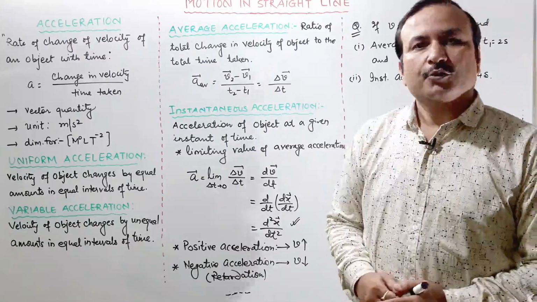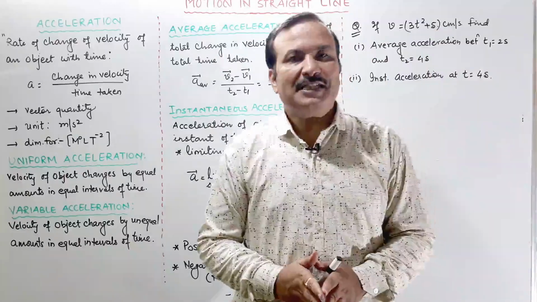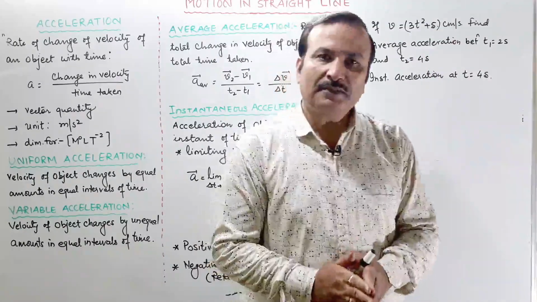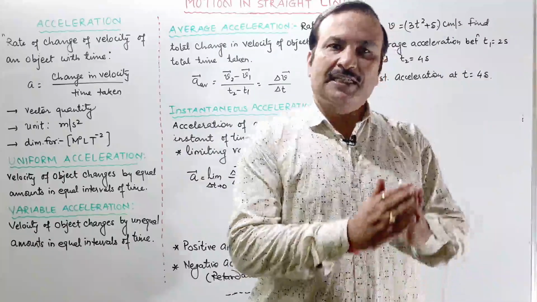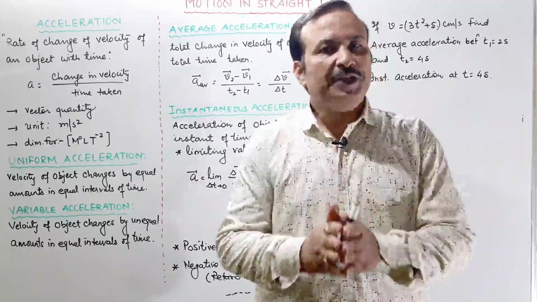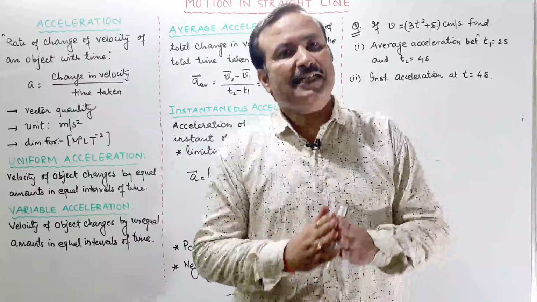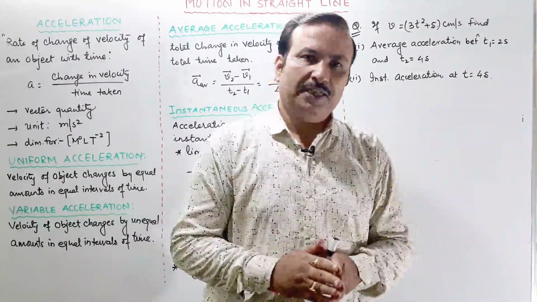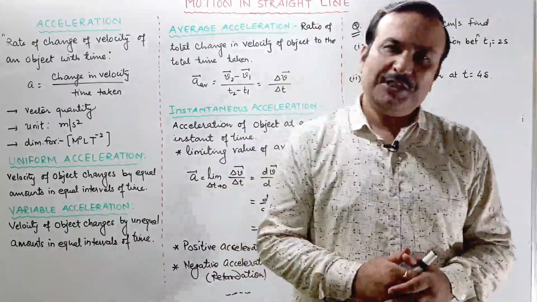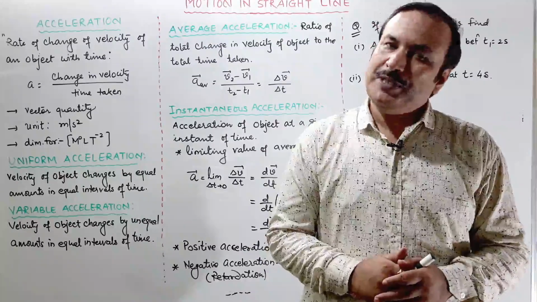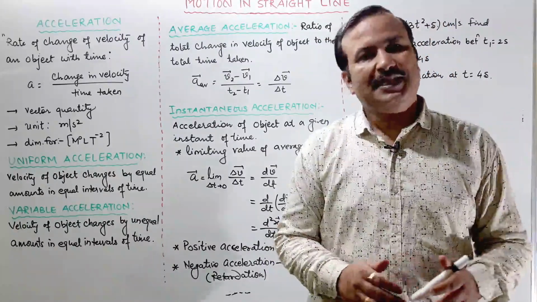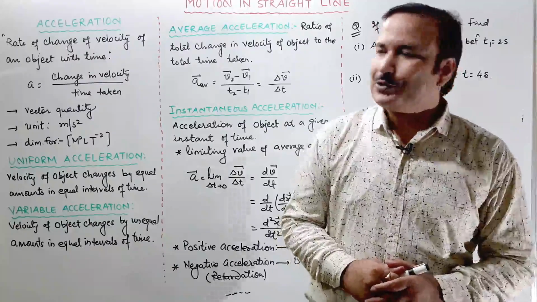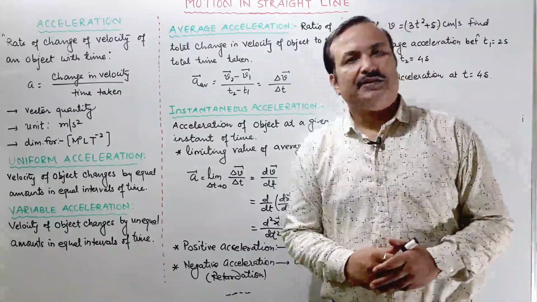So distance and displacement, what we have discussed: distance is the actual path, displacement is the shortest path. Speed is the distance traveled per unit time, velocity is displacement per unit time. The unit was meter per second, and speed is a scalar quantity, velocity is a vector quantity. So this is a recapitulation of the previous videos. Let us start with the acceleration.